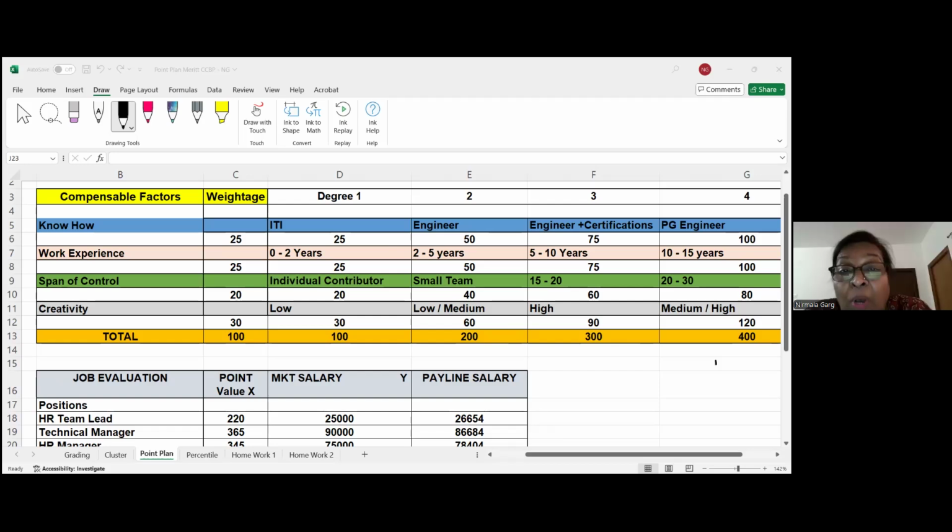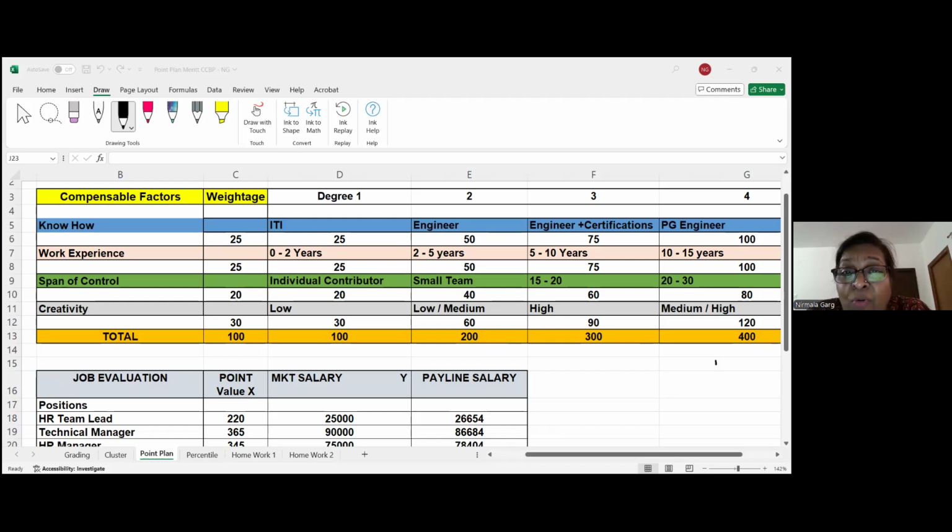But as per the know-how, I want this person to be, say, PG, a post-graduate. That's a 100 pointer. Then you'll get 100 points. As per the span of control, individual contributor, how many points will you give? 20. Creativity is low to medium. So how many points will you give? 60.